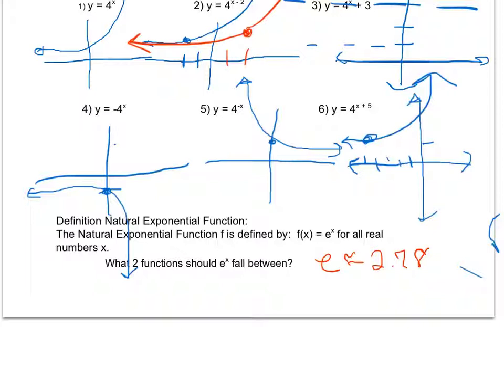Therefore, when I ask myself what two functions e to the x should fall in between, e to the x is going to fall in between 2 to the x and 3 to the x. But it is just another exponential function, and it is referred to as a natural exponential function because it does occur so often that we have given it an actual definition. Again, it's very similar to pi.